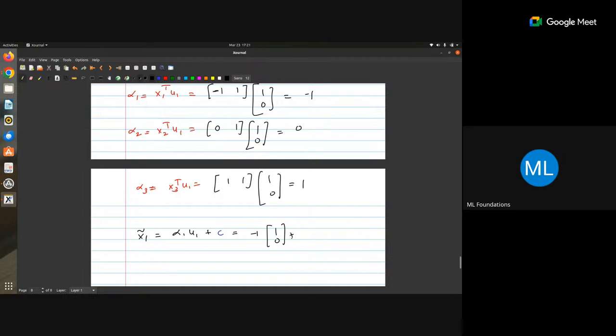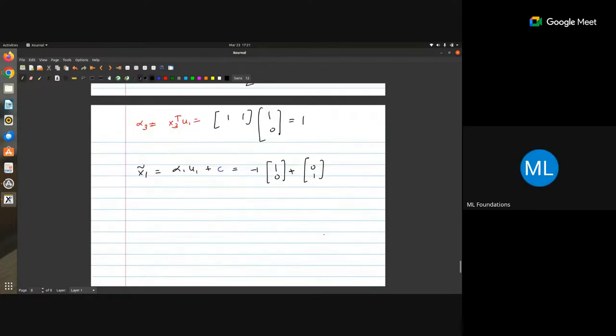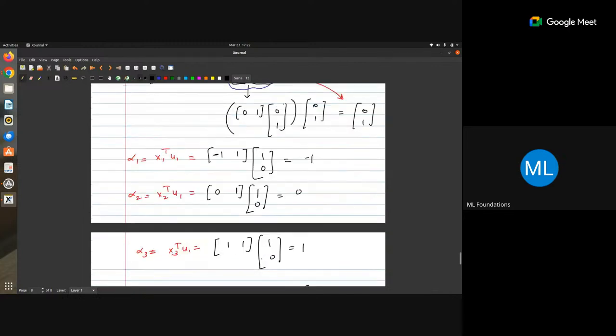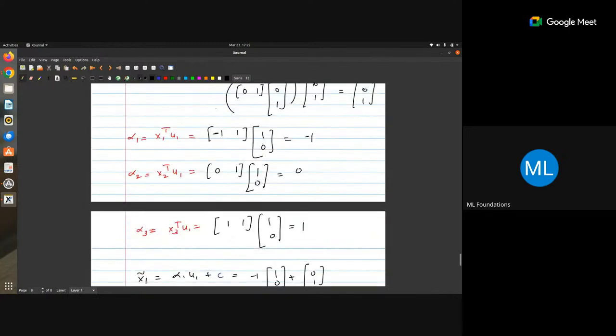1, 0 plus, what is C? 0, 1. So this will become minus 1, 0 plus 0, 1, which equals minus 1, 1. So this is x1 tilde. Okay, this is the transformed data point: minus 1, 1. And what was the original data point? That was also minus 1, 1.